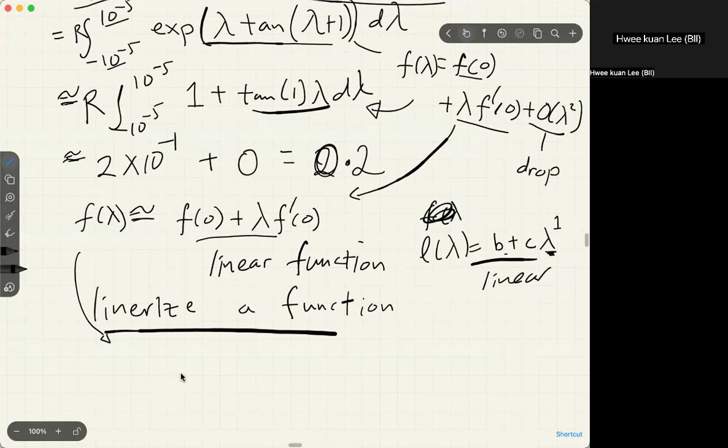Okay, all right. There are other tricks I will talk about in the future. For now, one thing at a time. You learn this trick, linearize a function. Okay, with this, we can end the lecture. Thank you.